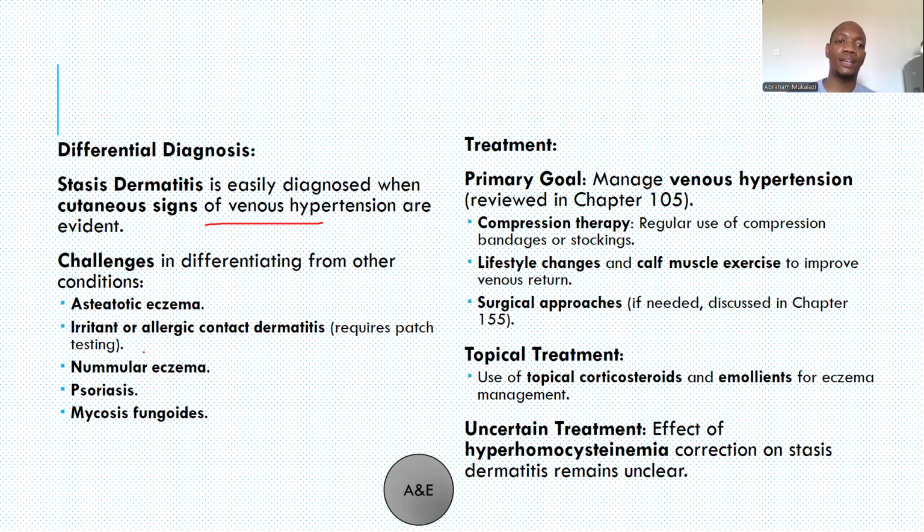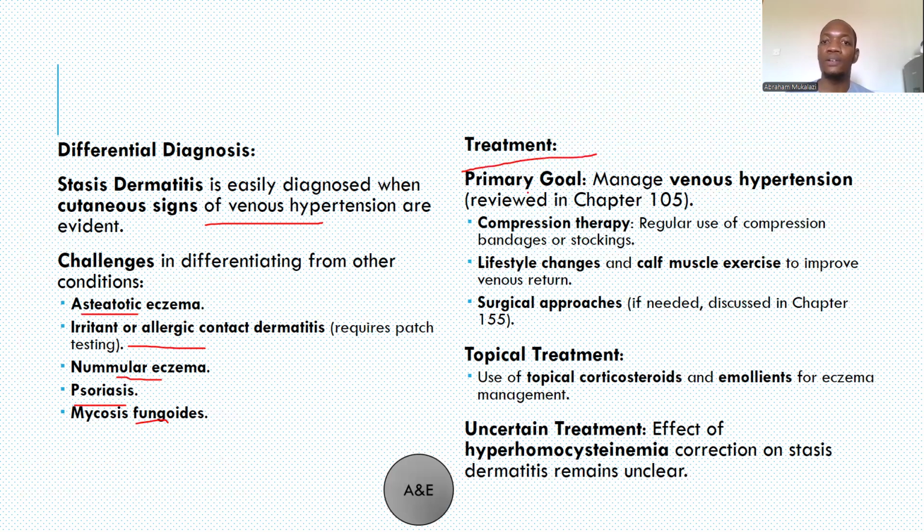Then the challenges come in if you are to differentiate it from other conditions like asteatotic eczema, irritant contact, allergic contact, nummular eczema, psoriasis, and even mycosis fungoides affecting the lower limbs. So that's when you have to open your mind and see what accounts for each condition that you may be suspecting in this state.